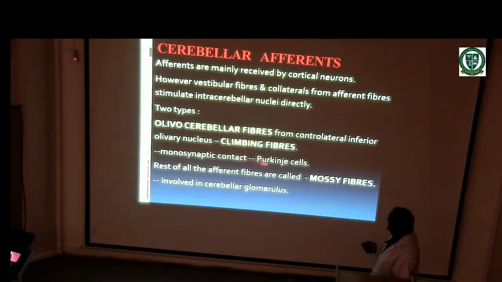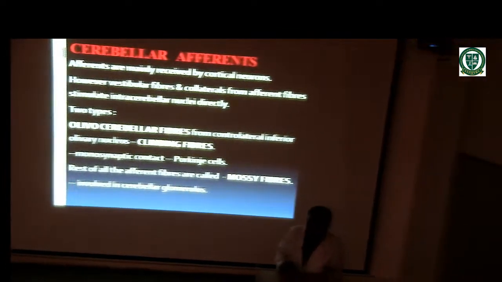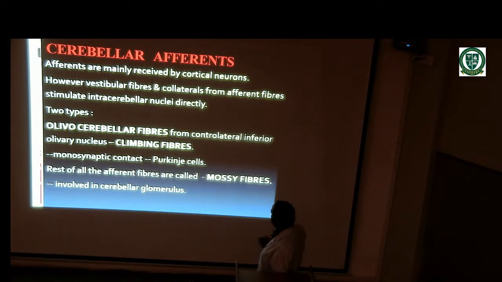They will end in the synaptic junction. They will make synaptic contact with the Purkinje cells, these climbing fibers. And the rest of the fibers which are entering into the cerebellum are called mossy fibers. Other than olivocerebellar fibers, all other afferent fibers of the cerebellum are called mossy fibers.